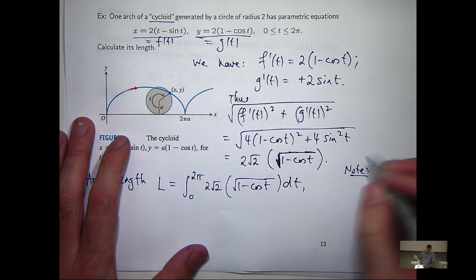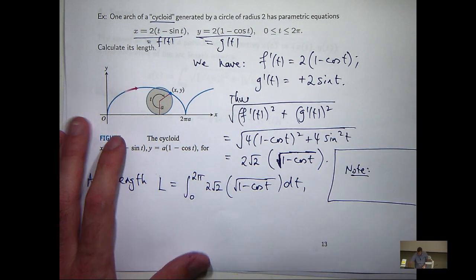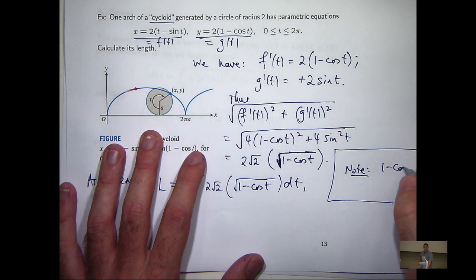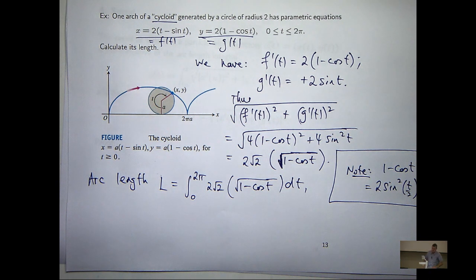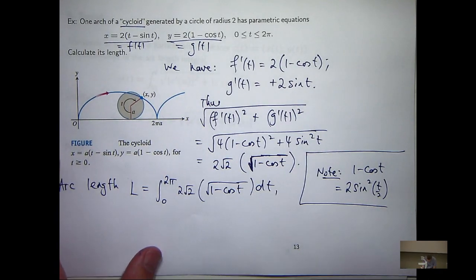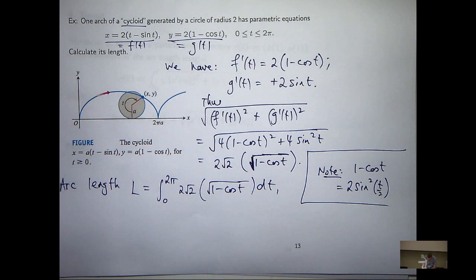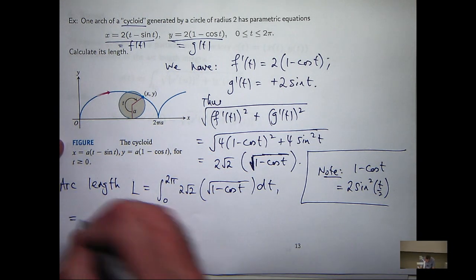So the following can be used repeatedly in these kinds of questions. Now, how does that help us? Well, we've turned 1 minus cos t into the square of something. So we can eliminate the square root sign in the integral. That's the important step here. So let's put that in.